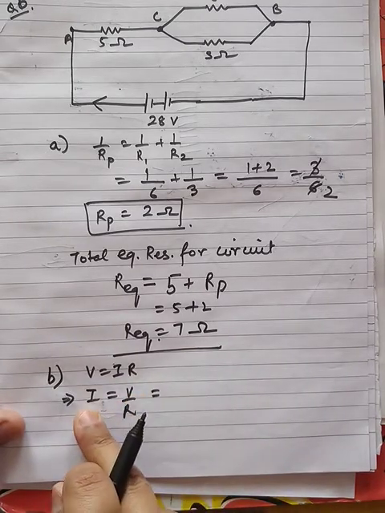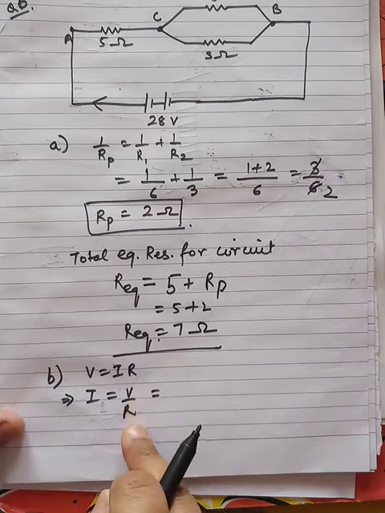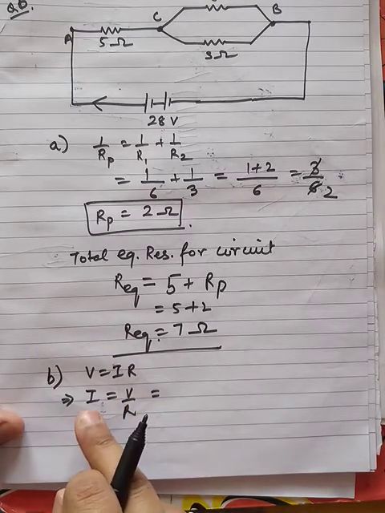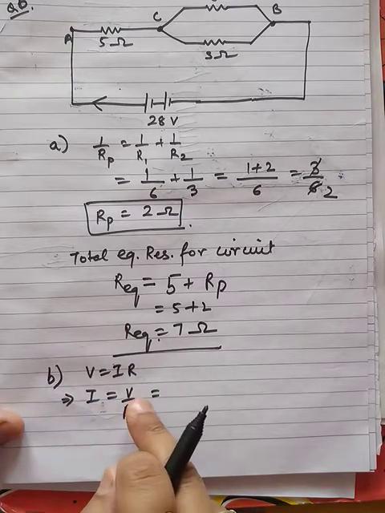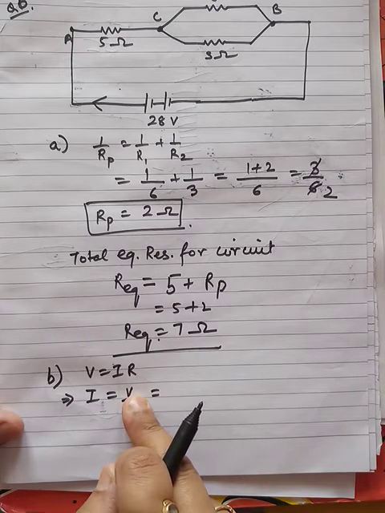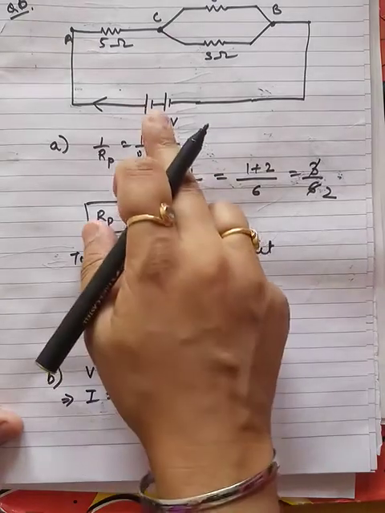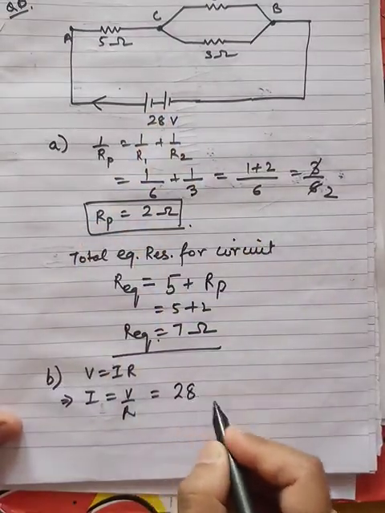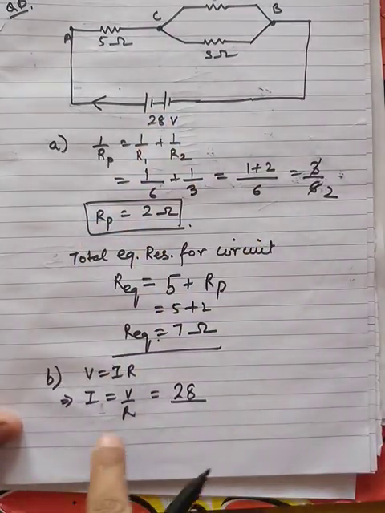To find out total current, we need total V and we need total R. What is total V? That is provided by the battery, that is 28 volt. Okay, and what is total R?